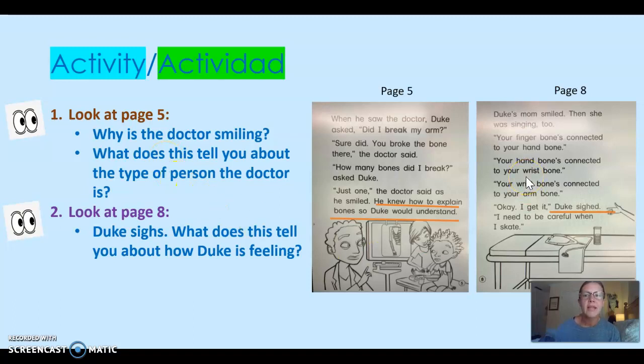And then on page 8, you're going to read that Duke does a big sigh. A sigh is when you go, and you're going to think, what does this tell you about how Duke is feeling? If someone sighs, does that mean that they're really surprised? Or are they really happy? Or are they kind of upset about something? So you have to be reading and thinking about how your characters might be feeling.